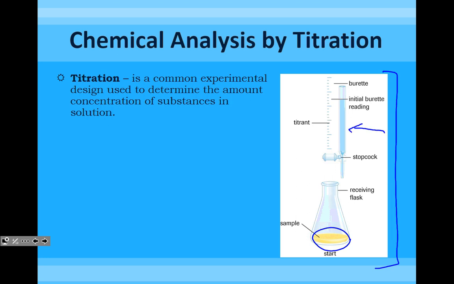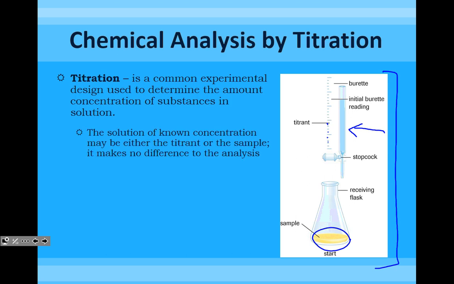Here we have something called the burette. A burette is a very long piece of glassware, and it's graduated, which means that there are little ticks along the side of the burette. So let's go over this, shall we? It's a common experimental design used to determine the concentration of substances in solution. The solution of a known concentration may be either the titrant or the sample. It makes no difference to the analysis. So you have to know the concentration of at least one of the two, okay?